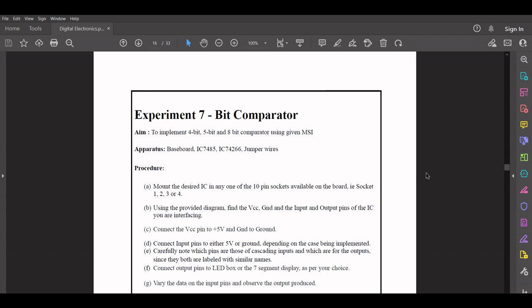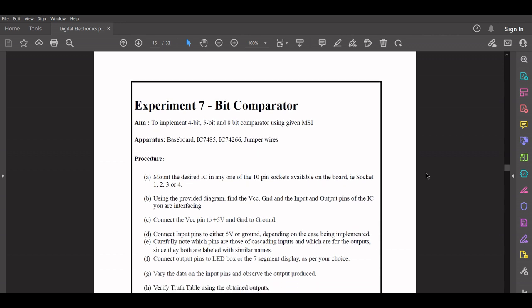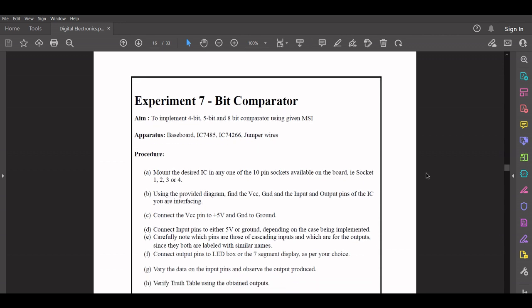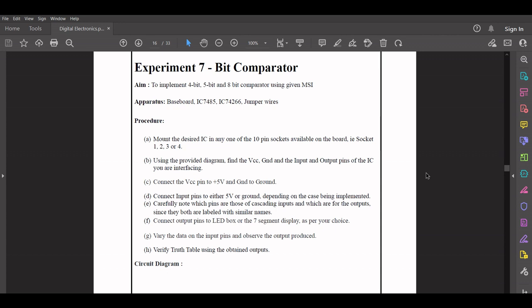The apparatus required again is a baseboard, the comparator IC, another IC, the XNOR gate, and a few jumper wires. The procedure for this experiment is very similar to the previous experiments. You'll have to mount the IC in any one of the 10-pin sockets. Using the pin diagram, you'll have to find the VCC and the ground pins as well as the input and output pins. You have to connect the VCC to +5 and ground to the ground pins. And you can connect the input pins either to +5 or to ground, that is logic 1 or logic 0, depending on which case is being implemented.